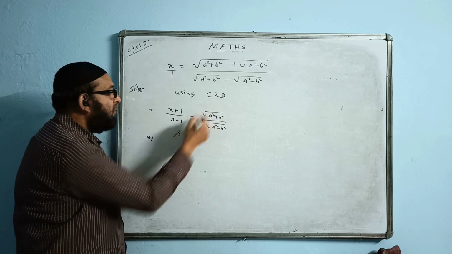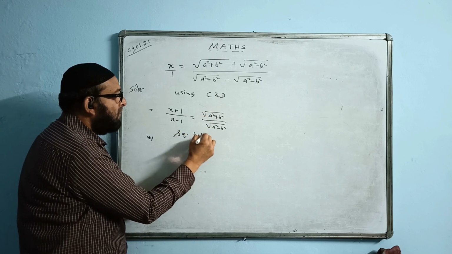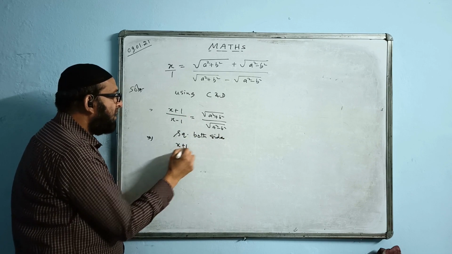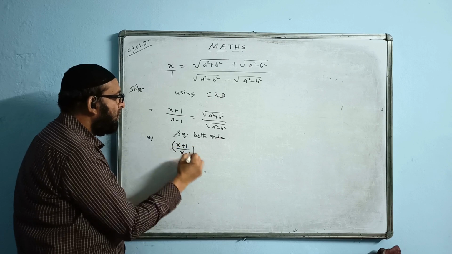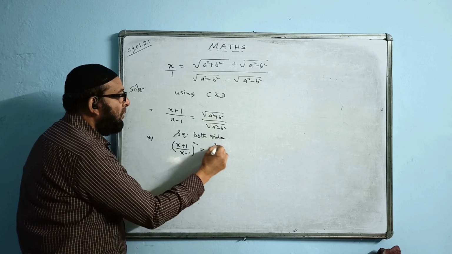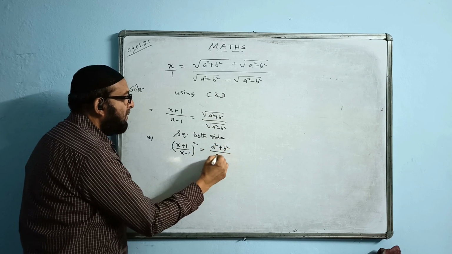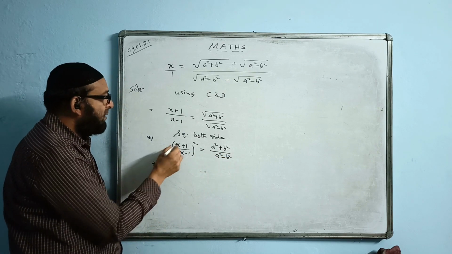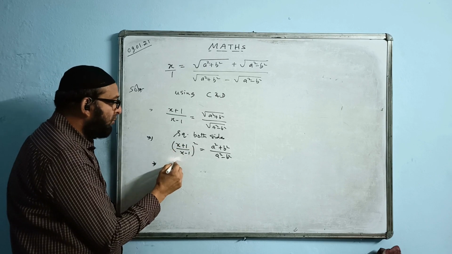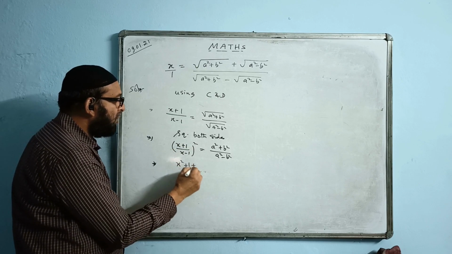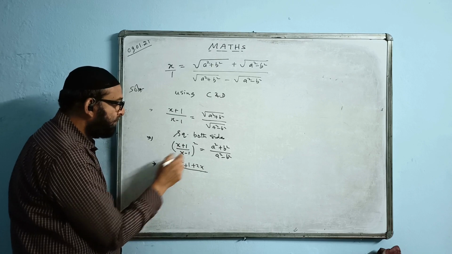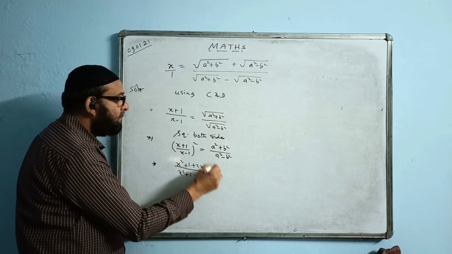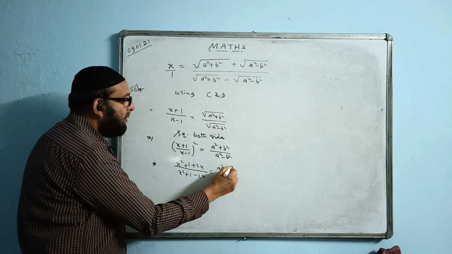Now squaring both the sides to remove the square root. When you square both the sides, it becomes x plus 1 by x minus 1 whole square. Here the root will go. You get a square plus b square by a square minus b square. Now I will expand it using the a plus b whole square formula. What is the formula? a square plus b square plus 2ab, a square plus b square minus 2ab. This one, just copy.